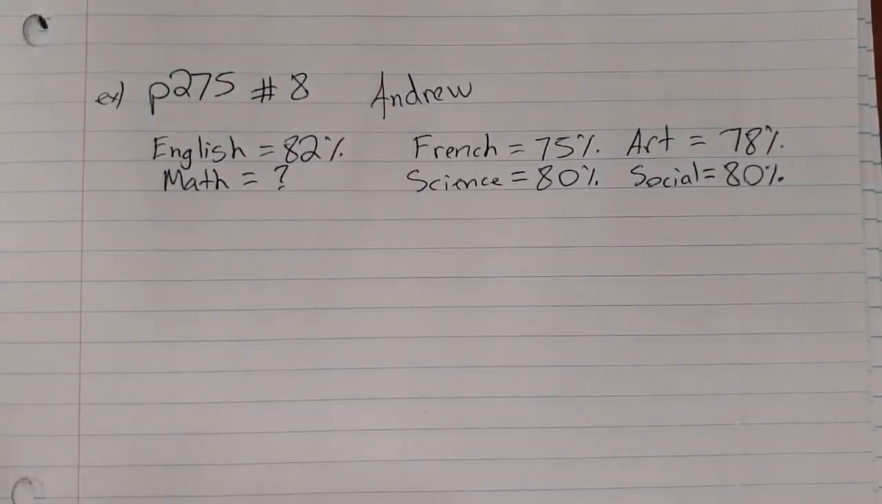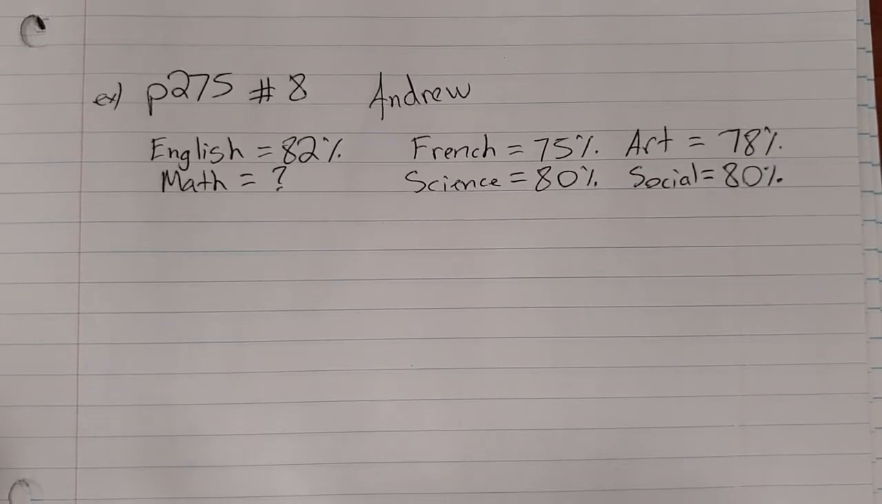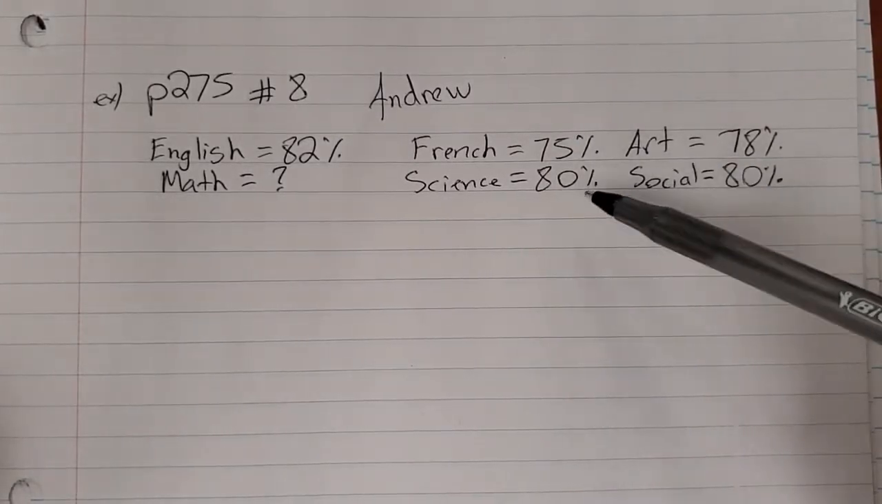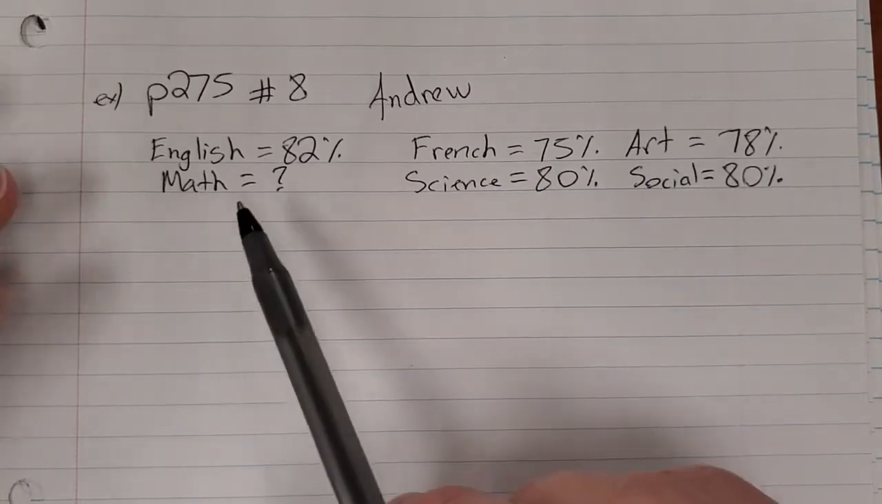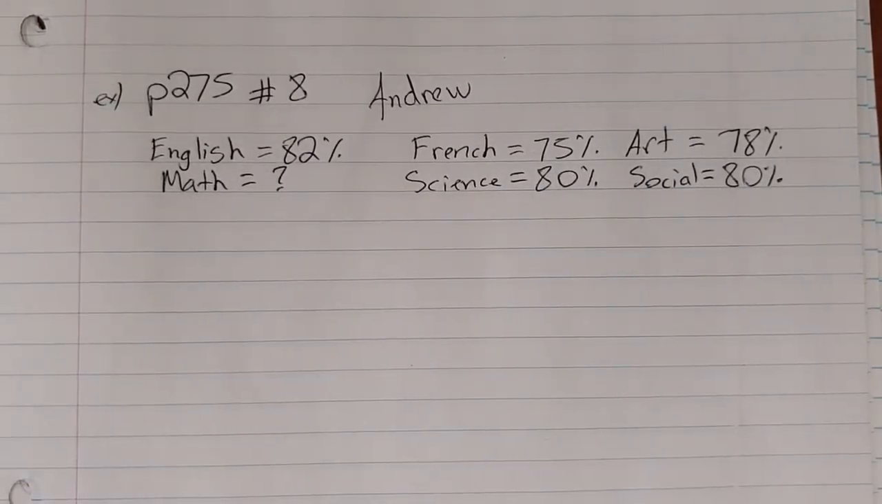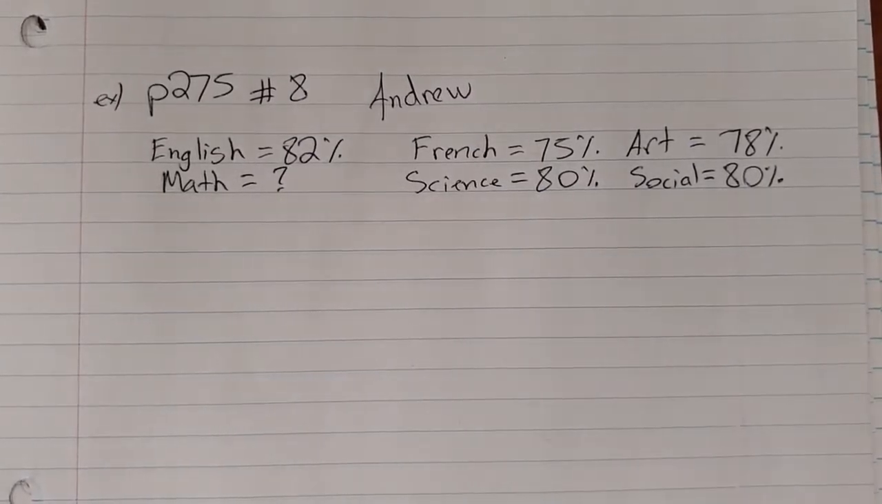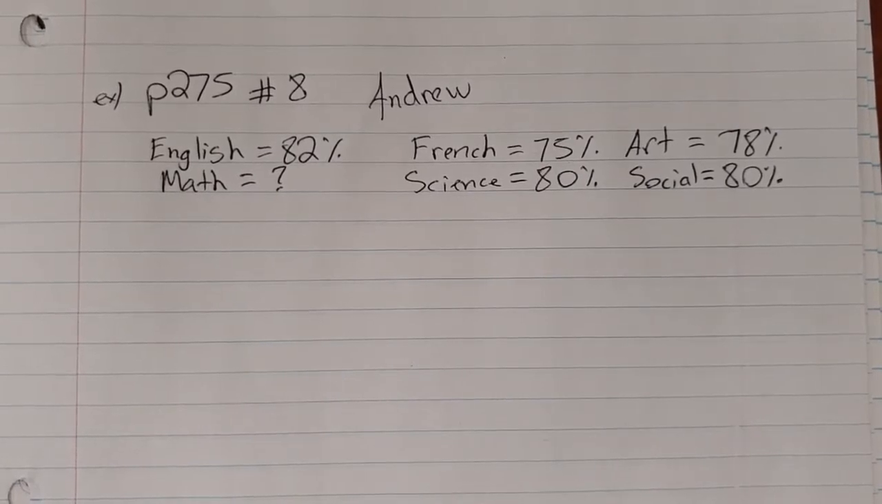He has these marks in class. He's got an 82% in English. That's his final mark there. 75 in French, 78 in art, 80 in science, 80 in socials. But he's not done his math unit or his math class.